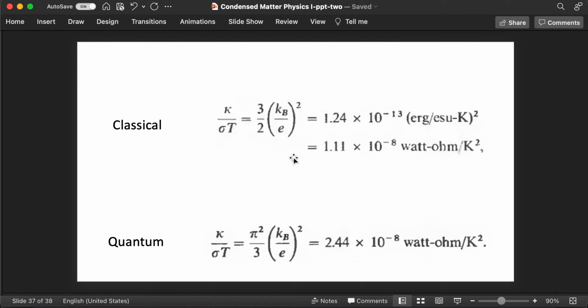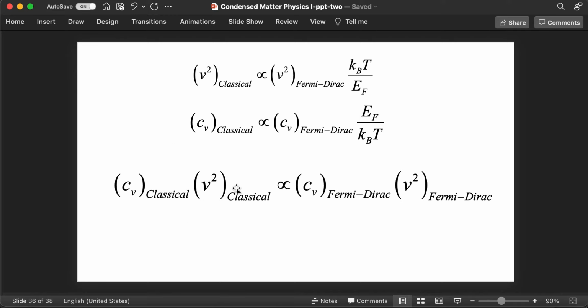That is why I kept saying that the Drude model was an accidental victory with respect to the Wiedemann-Franz law, because the Drude model overestimated the specific heat but also underestimated the velocity by the same factor. So if I take the product, the mistakes vanish, and therefore you kind of stumbled upon the right answer. So it's accidental, but it's a very remarkable similarity between classical and quantum models that tells you that this is approximately correct.